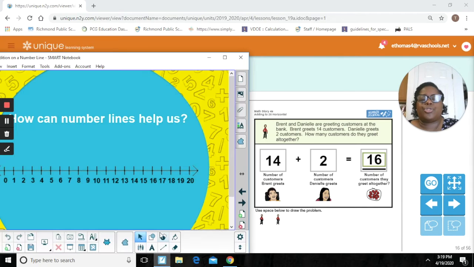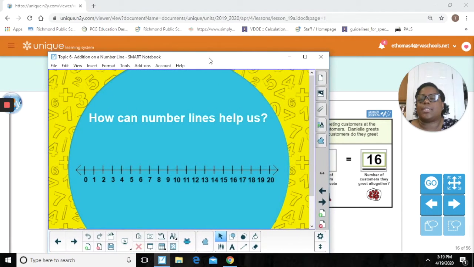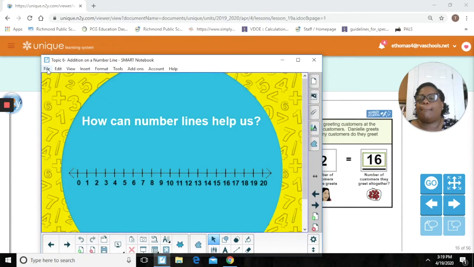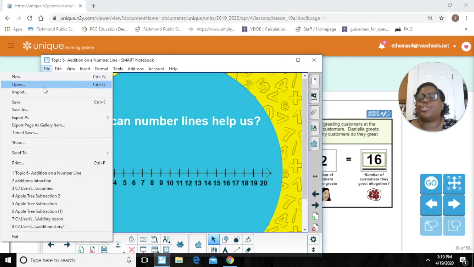So now I'm going to show you another method. We're going to use counters this time. And remember, I want you to tell me which method is the quickest way to compute this problem.